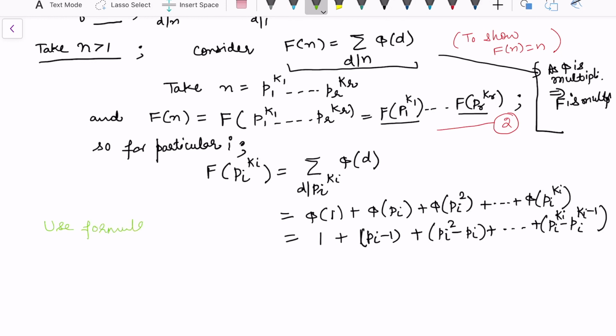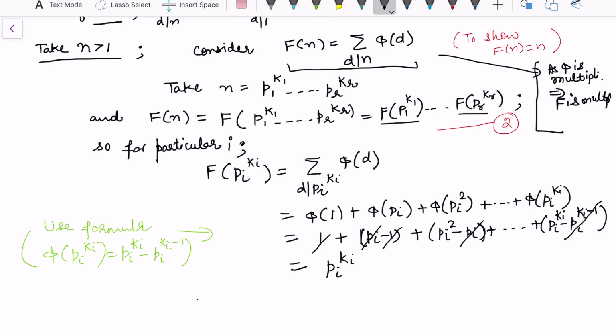We are using the formula we have already proved, that phi of pi to the power ki is nothing but pi to the power ki minus pi to the power ki minus 1. So this is the formula that we are using in this step. And once we use this formula, we see everything is going to cancel. This one cancels with this one, this pi cancels with this pi, so the second term gets cancelled with the previous. The remaining term is pi to the power ki. So looking at the left hand side, f of pi to the power ki is equal to pi to the power ki.